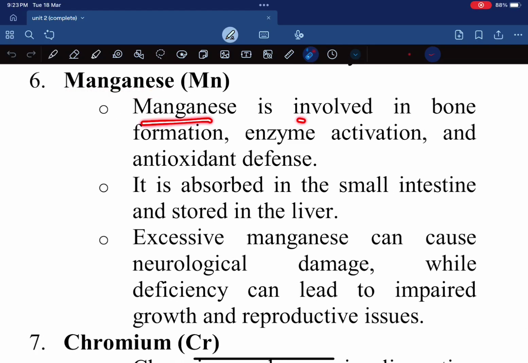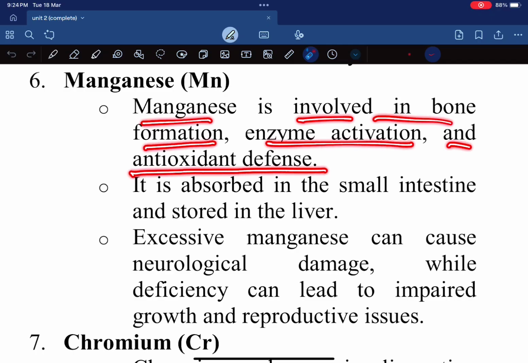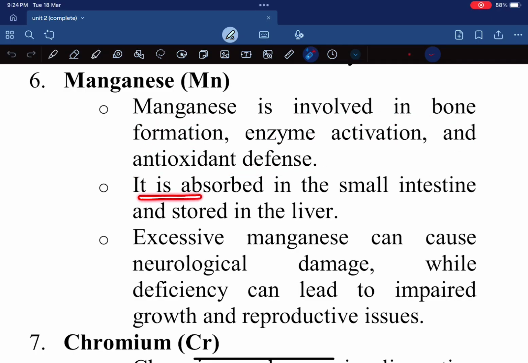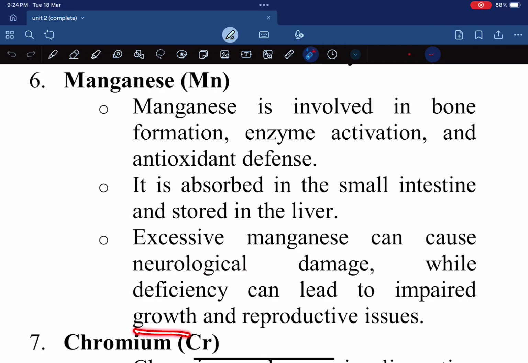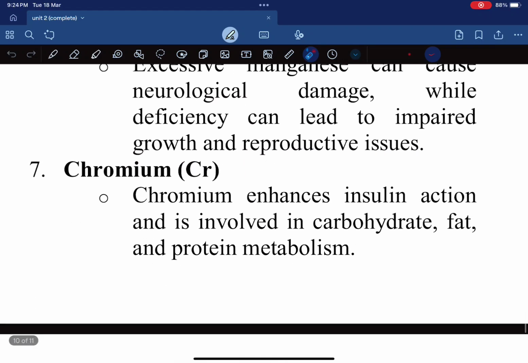Sixth, manganese. Manganese is involved in bone formation, enzyme activation, and antioxidant defense. It is absorbed in the small intestine and stored in the liver. Excessive manganese can cause neurological damage, while deficiency can lead to impaired growth and reproductive issues.